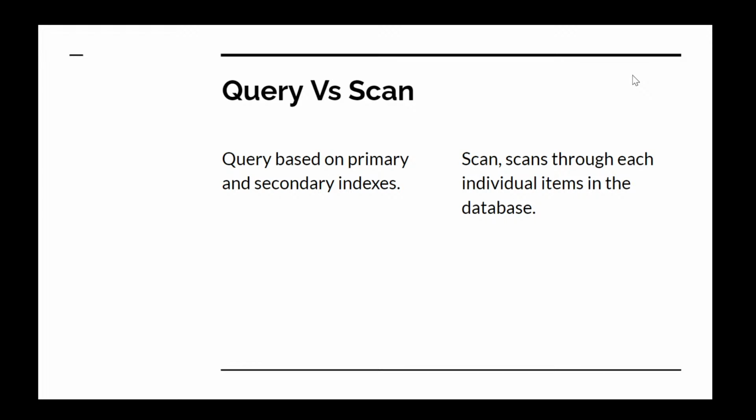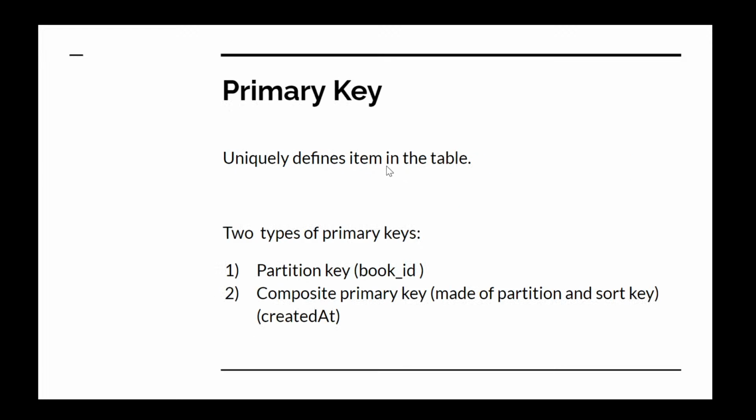Primary and secondary indexes is basically what we define for our table, and scan is basically scanning through each individual item in the database. So it's the approach of scanning through the whole database and returning the items. And query is based upon some of the indexes, so it's always recommended to use query over scan.